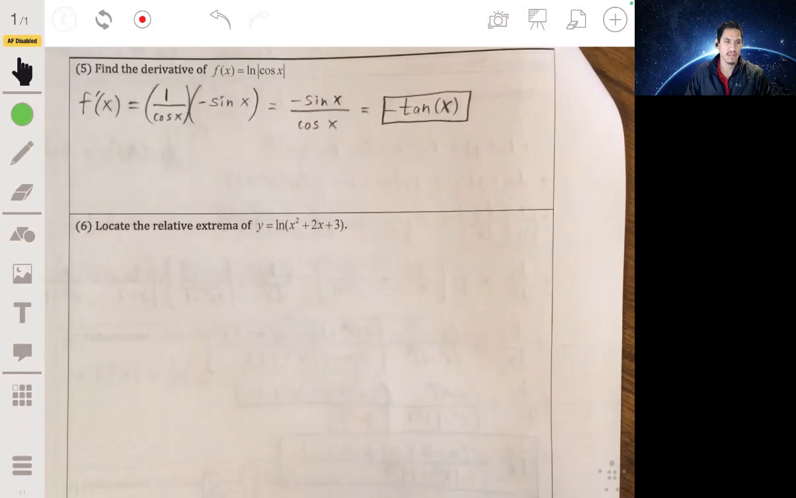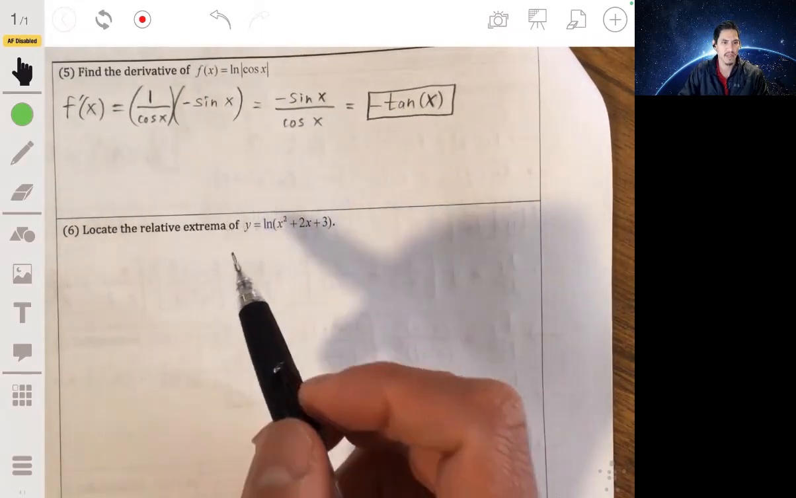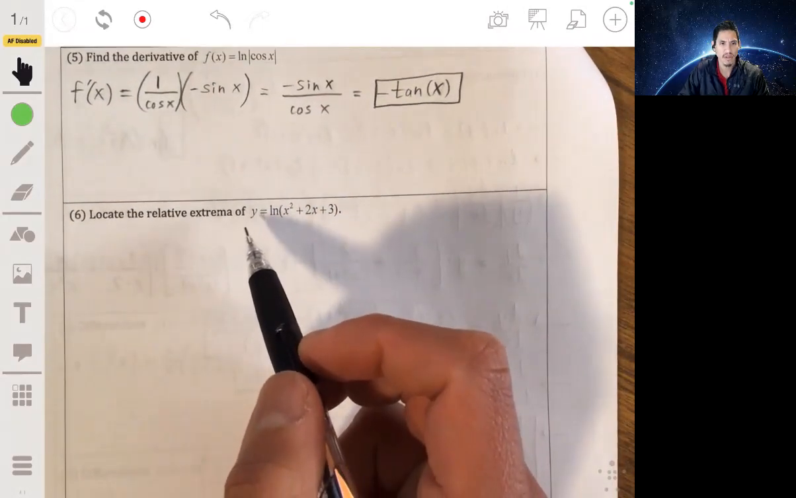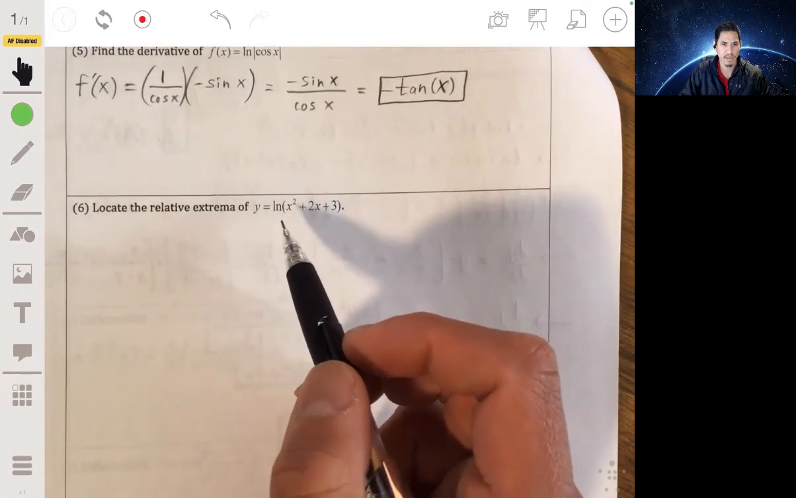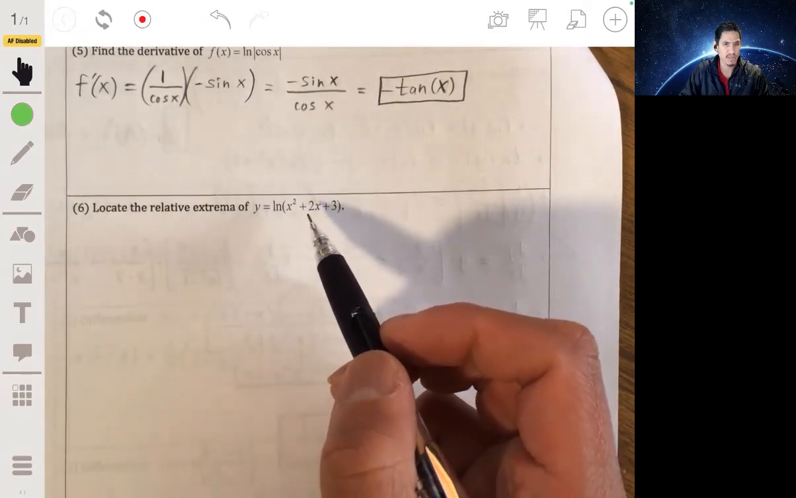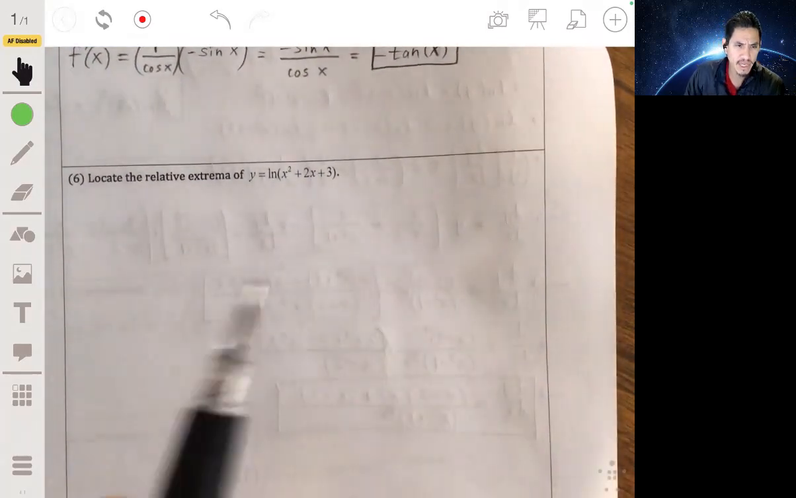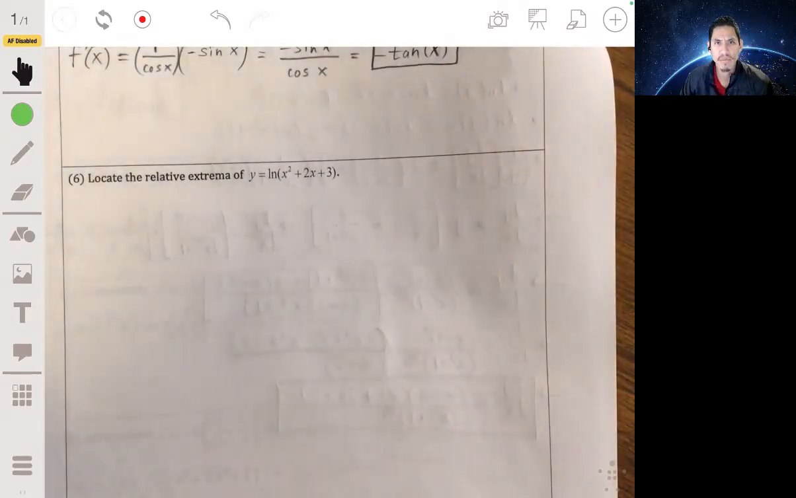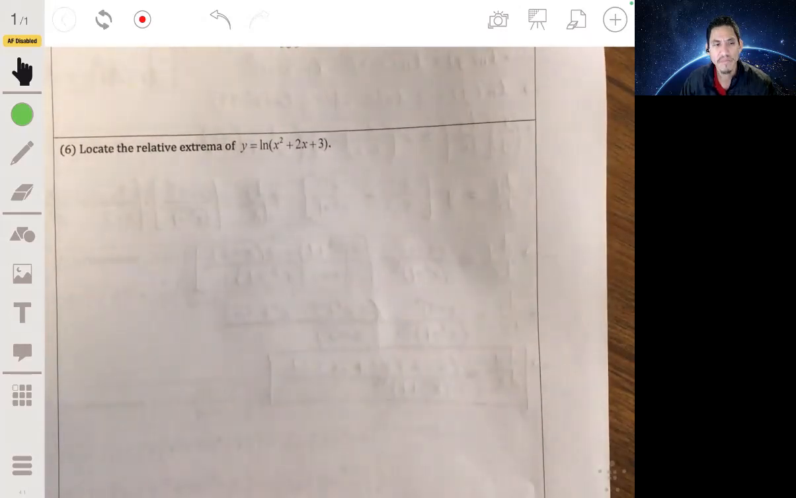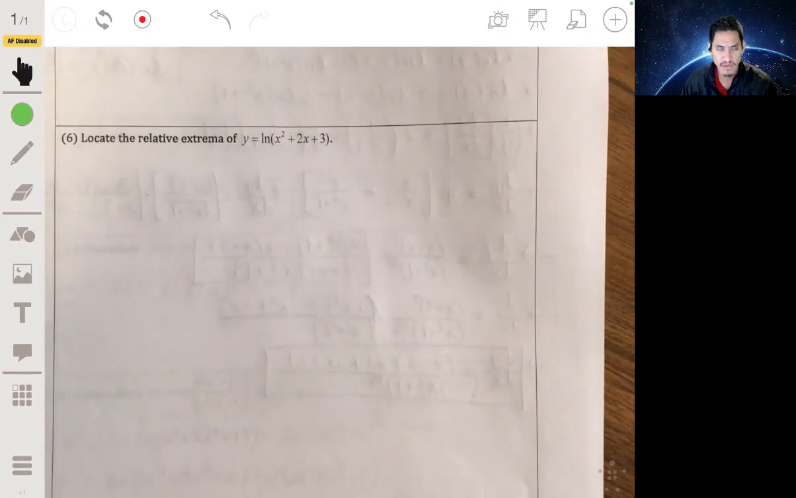All right, and now in problem 6, we're going to locate the relative extrema of this equation where y is equal to the natural log of x squared plus 2x plus 3. So let's not forget the whole strategy to finding relative max or relative minimum, which is that we want to essentially find the critical points. So we want to find where the derivative is undefined or equal to 0, and see what the behavior of the function is around that point.